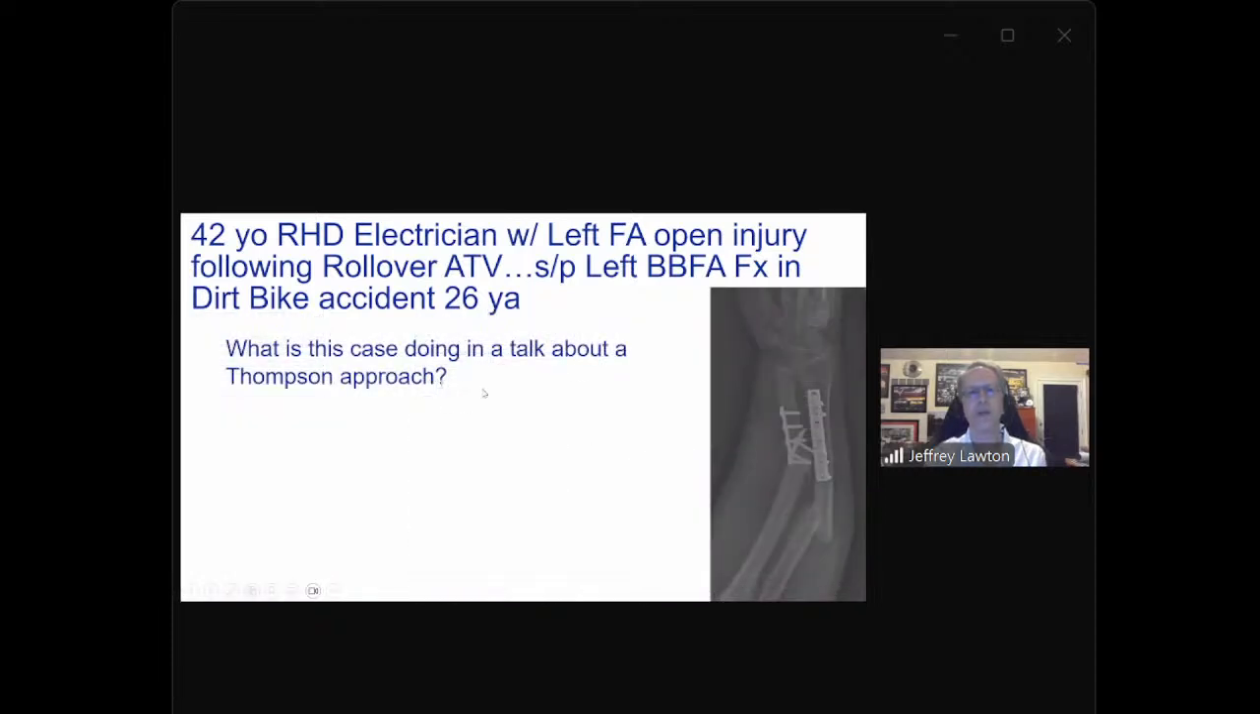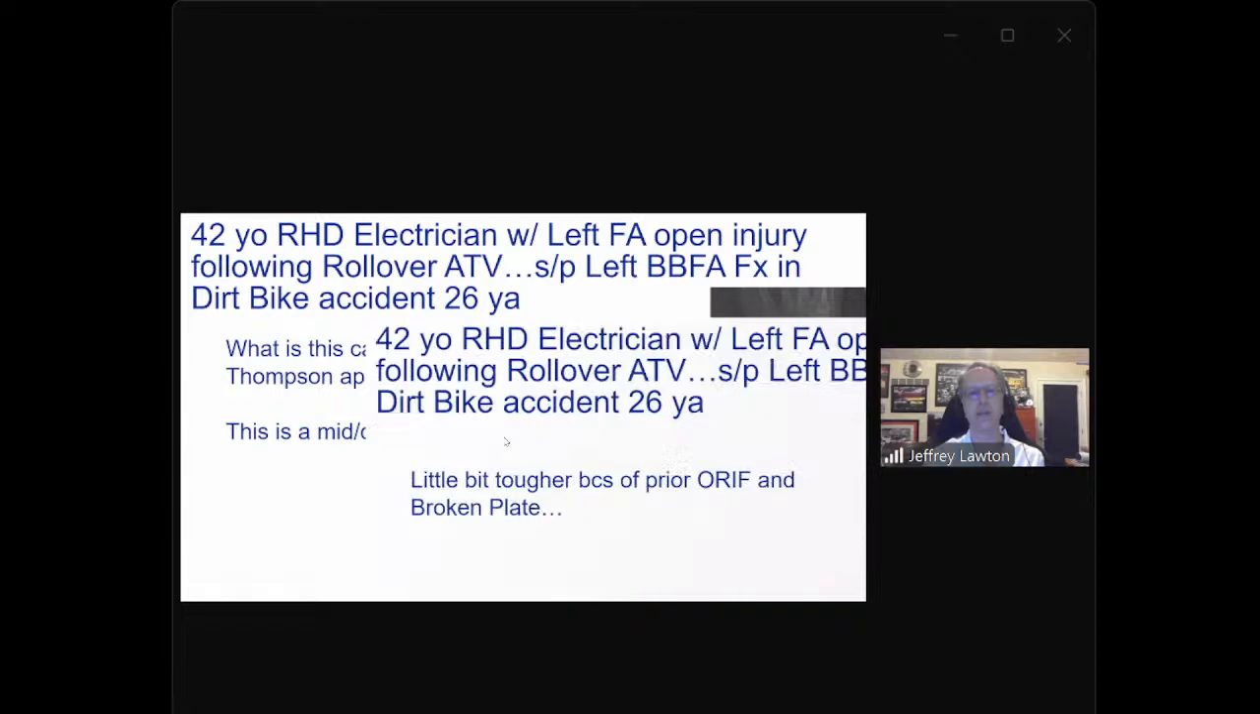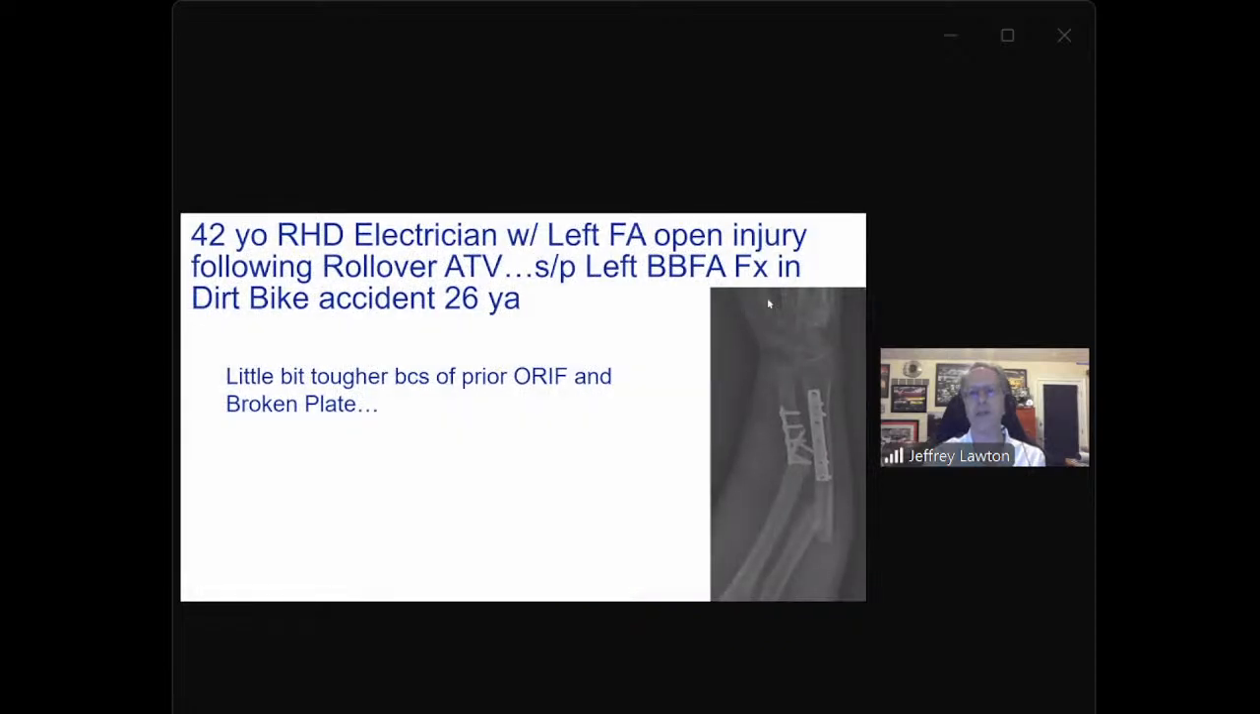So you may say, what is this case doing in a talk about a Thompson approach? Because this is a mid or even a distal both bone forearm fracture. But obviously, this is a little bit of a tougher case because of his prior ORIF and that broken plate.